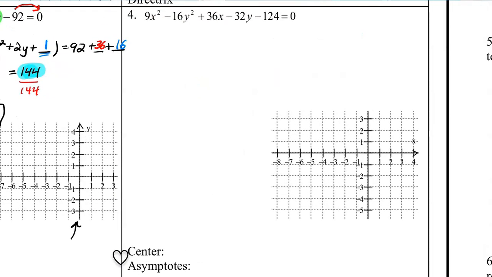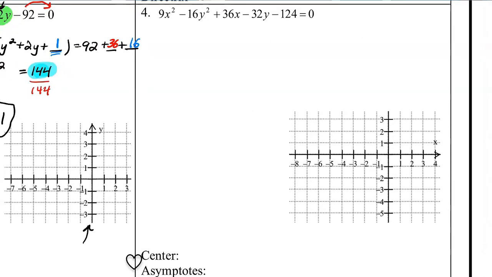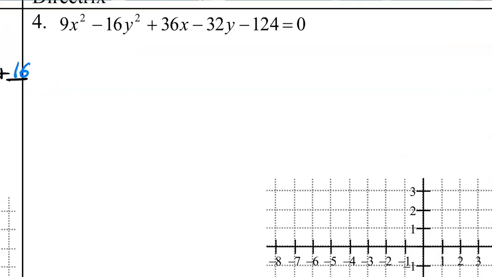Last one we'll talk about in this video is number 4. And number 4 is a similar process to what we just did in number 3. So for number 4, we should collect the x variables, collect the y variables, and we're going to move this 124 to the other side. Again, note that we have a leading coefficient with x squared, so we're going to factor a 9. Not a 9x, you might be tempted to pull a 9x, but we're only factoring the constant.